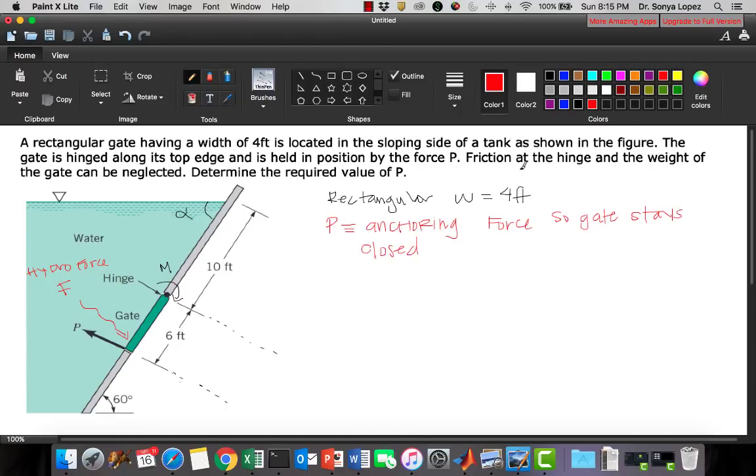All right? So friction at the hinge and the weight of the gate can be neglected. So there is no force opposing the movement at the hinge, and we're essentially saying that the weight of the gate is negligible. So let's draw our side-facing view. So here is a rectangular gate.